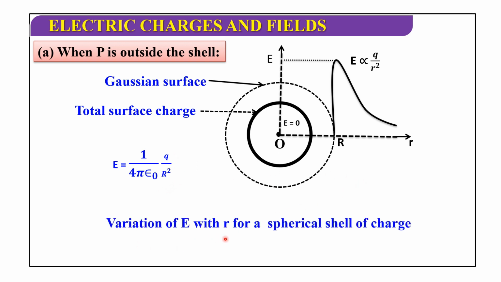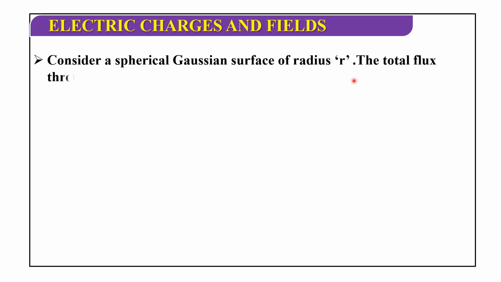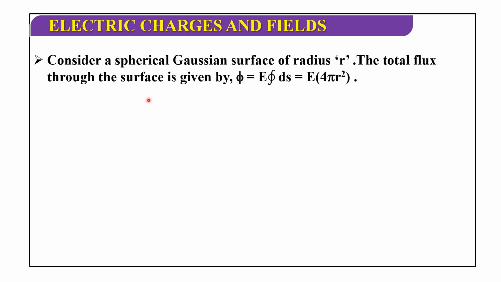Variation of E with r for a spherical shell of charge. Consider a spherical Gaussian surface of radius r. The total flux through the surface is given by phi is equal to E times the integral of ds, that is equal to E of 4 pi r square. So, E into 4 pi r square is equal to 1 by epsilon naught into q, that is q by epsilon naught. So, E is equal to 1 by 4 pi epsilon naught q by r square.